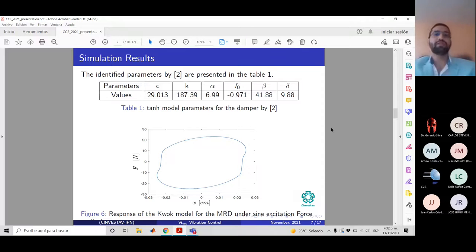Now the simulation. This section presents the simulation of the previous model with parameters identified by the algorithm and presented in table one. As input of the model, a sinusoidal displacement with frequency of 3.6 Hz and amplitude of 25 millimeters, according to the hydraulic damper test machine by Lundit from Spain, and an estimation of the velocity. Figure 6 shows the curve of force against displacement in simulation.